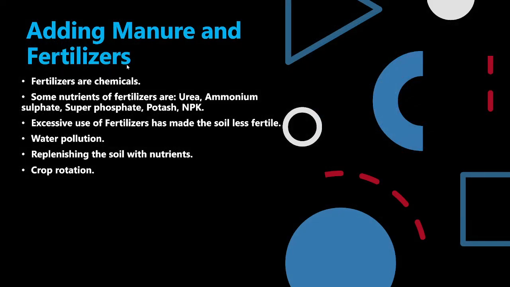Adding manure and fertilizers. The main question is, what if there is excessive use of fertilizers? First, they will cause water pollution, and the second thing is it will decrease the fertility of the soil. So what should we do to increase the soil fertility but by using minimum fertilizers?